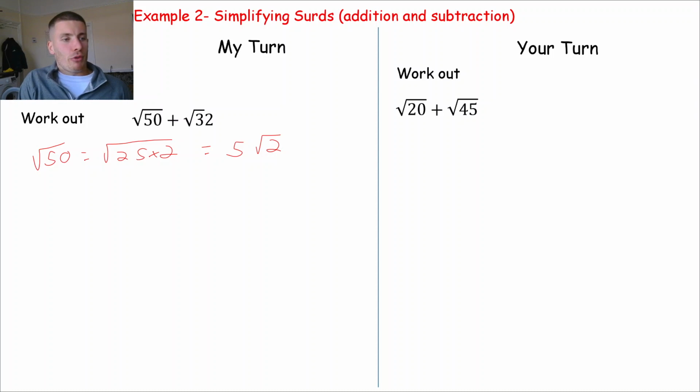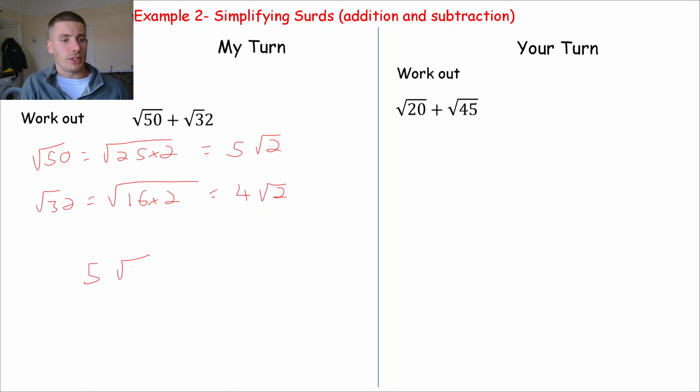And then, hopefully with root 32, I can break it down. So my surd part is going to be a root 2, and I can because root 32 is the same thing as root 16 times by 2. And of course, root 16 is equal to 4, so root 32 is 4 root 2. So root 50 is equal to 5 root 2.